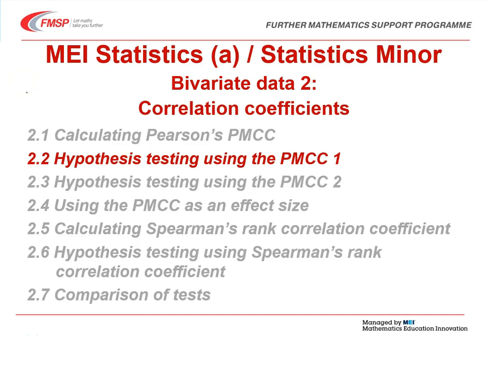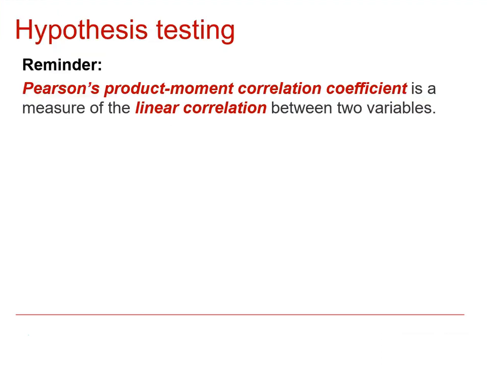This is MEI Statistics Minor, Bivariate Data 2, Correlation Coefficients. 2.2, Hypothesis Testing using the Product Moment Correlation Coefficient 1. So, to remind you, Pearson's Product Moment Correlation Coefficient is a measure of the linear correlation between two variables.